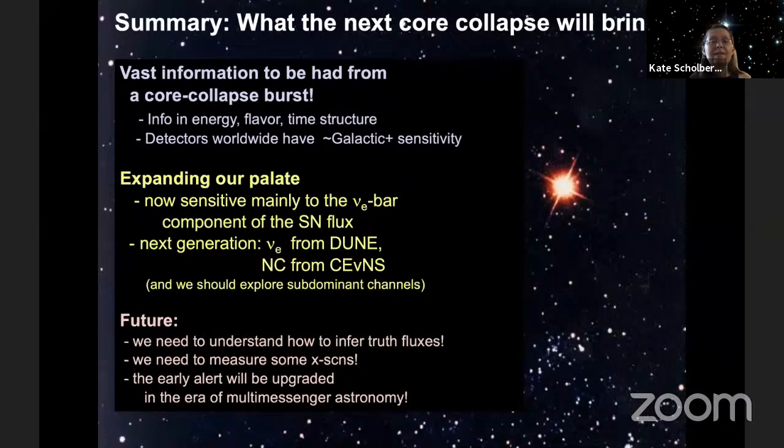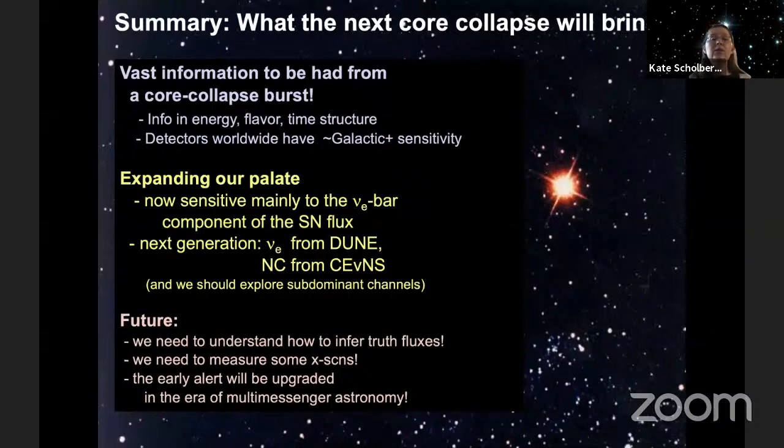We're going to be able to taste the electron flavors and have sensitivity to the entire flux via neutral current interactions. And there's actually subdominant things. If we have enough statistics, we should be able to explore those as well. And we really need to understand how to infer the true fluxes. We have to measure these interaction rates, these cross sections, to learn how to do a better job at that.